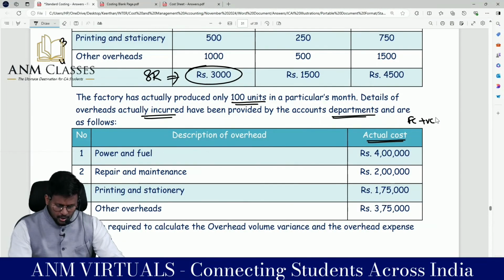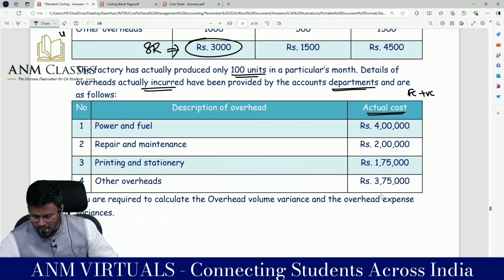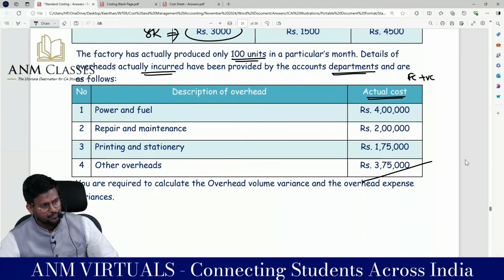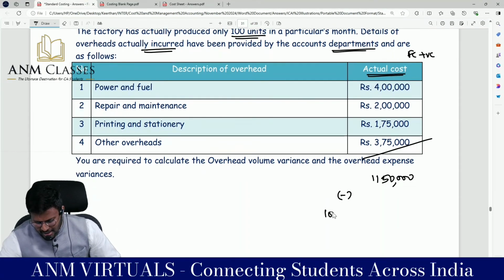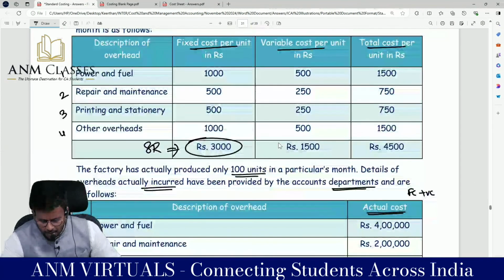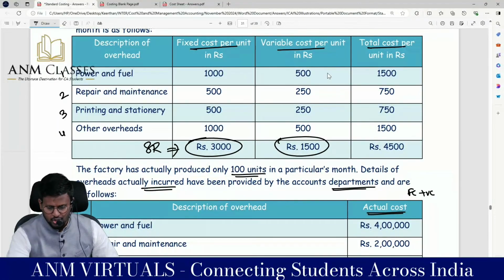fixed cost கிடைக்கும். Are you really with me? இப்போ 4 lakh plus 2 lakh plus 1 lakh 75 plus 3 lakh 75, 11 lakh 50,000 is the total. Appreciate பண்ற நீ? Minus 100 into the variable cost per unit is 1500, which comprises of all this.